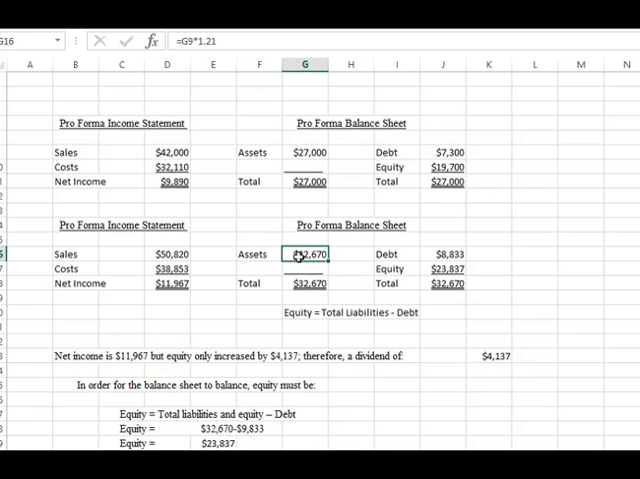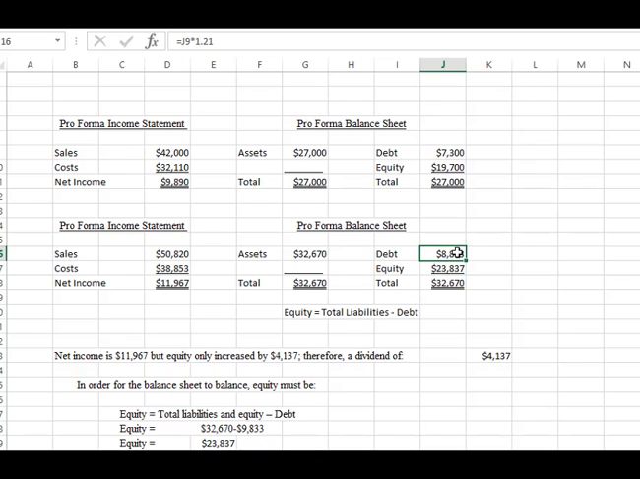So this number over here under assets is the same concept. We just did 1.21. We carried this number down right there. Same thing with the debt. Now the equity number was not given to us right here. This number was not given to us, and neither was this total. But here's what we know. We know that the total assets was 32,670. So the total liabilities and equity have to equal, because those two numbers have to equal.